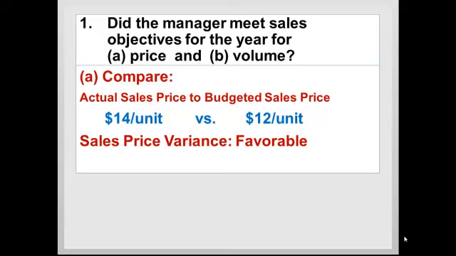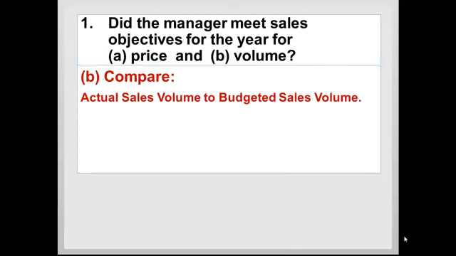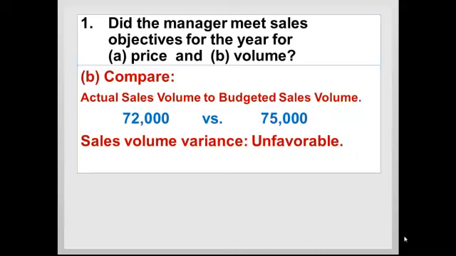The other part of sales deals with volume, and of course, to evaluate if the manager met the right volume, we would compare actual sales volume to the budgeted sales volume. And if you look back at the information, you would find that we actually sold 72,000 units and we had planned to sell 75,000 units. So since we did not meet the budgeted volume, this would be unfavorable.